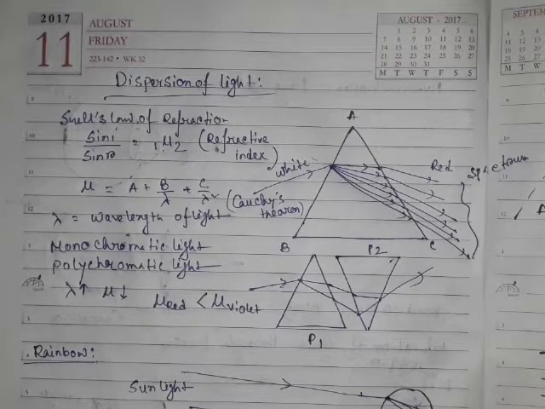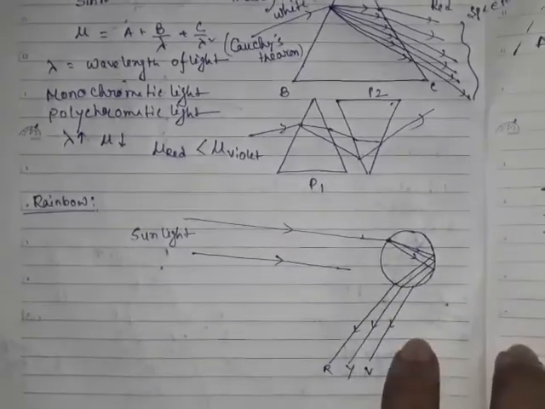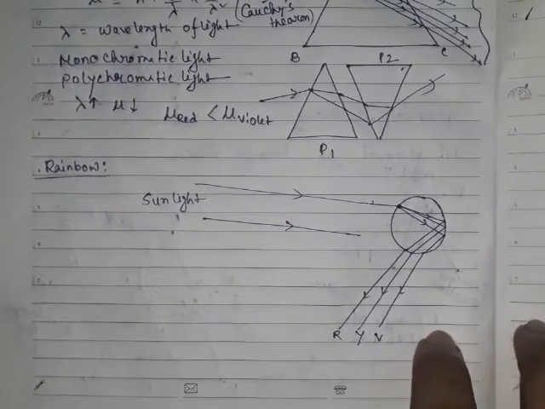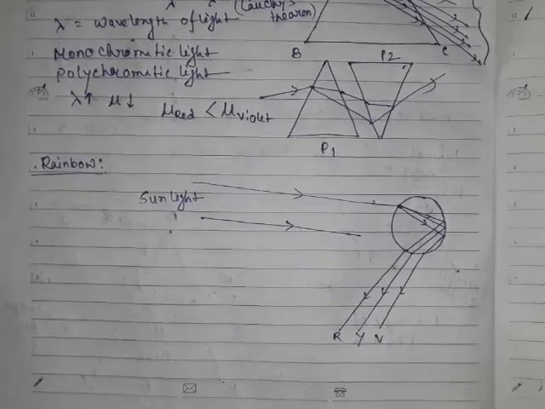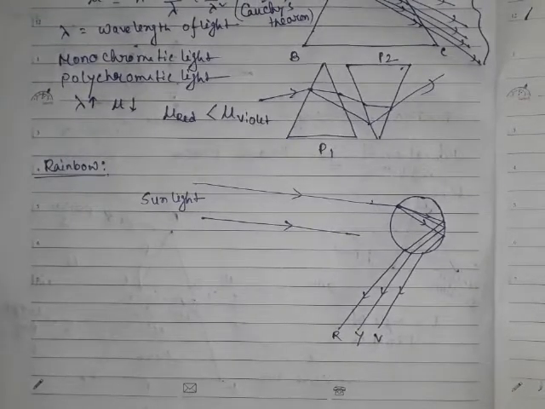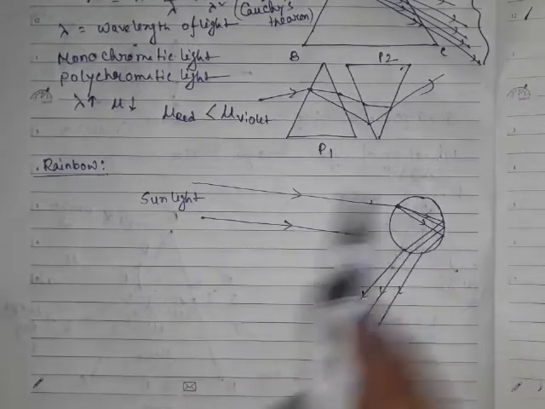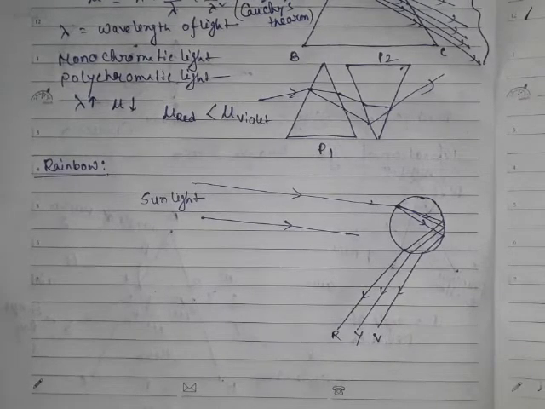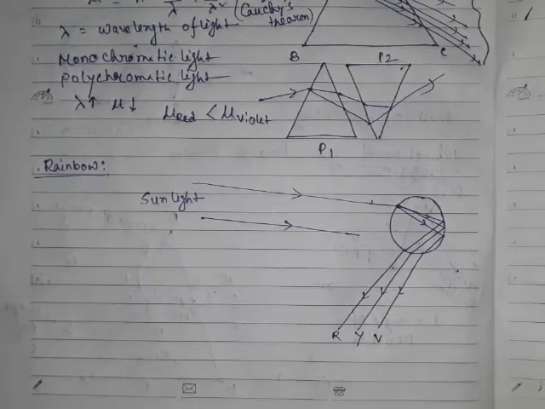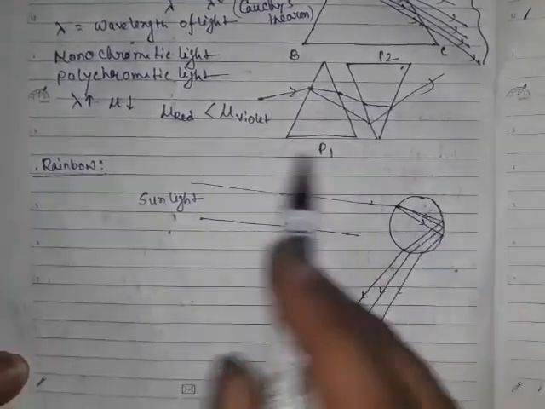Now we will learn about some practical phenomena of this dispersion. When we are talking about dispersion, how can we forget about the rainbow? Okay, so that is a pure natural example of dispersion of light, where sunlight, that is polychromatic white light, falls on the water droplets present in the air. Oh sorry, water droplets, not molecules. And these droplets act like a prism.